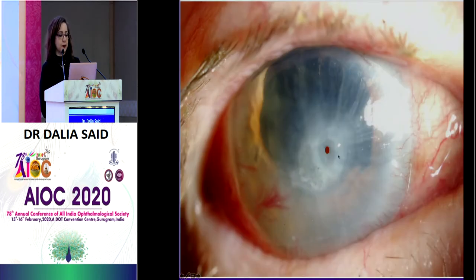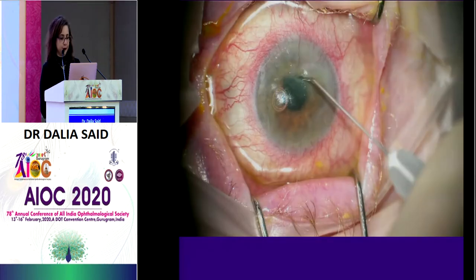So if you imagine this is the iris, then this is a small plastic disc to cover the iris, and a bigger plastic disc with the glue, which will then seal the perforation but not stick to the iris and irritate it and cause more inflammation. This is a video which will show you this technique.